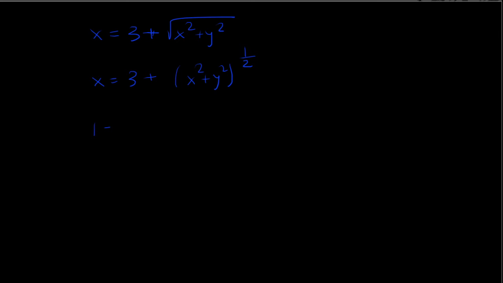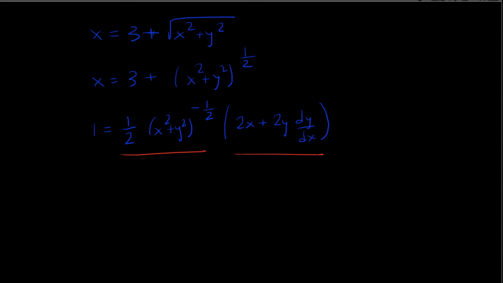The derivative of x is 1, the derivative of 3 is 0, and when I take the derivative of the square root, I'm going to bring down the power, keep the inside the same, subtract 1 in the exponent, and now I'm going to take the derivative of the inside. So the derivative of x squared is 2x, the derivative of y squared is 2y times dy over dx. And now I have two different functions multiplying each other.